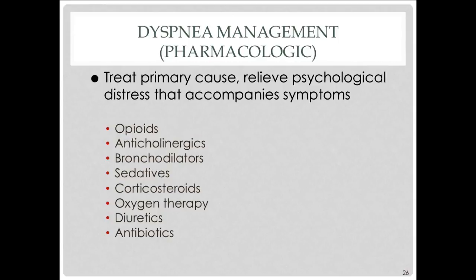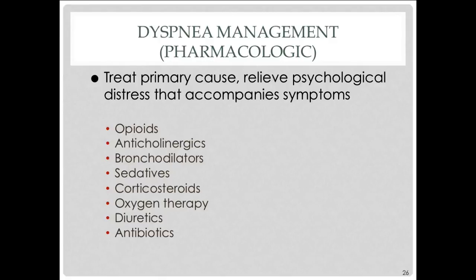So we're going to treat primary causes to relieve the psychological distress that accompanies the symptoms. Opioids, such as morphine, are the standard treatment at end of life, and it decreases the anxiety and the air hunger, so the client doesn't feel the need to pull to breathe. It slows down the respiratory desire. And anticholinergics help dry up the secretions that help with the death rattle.